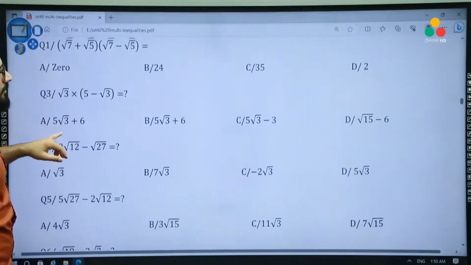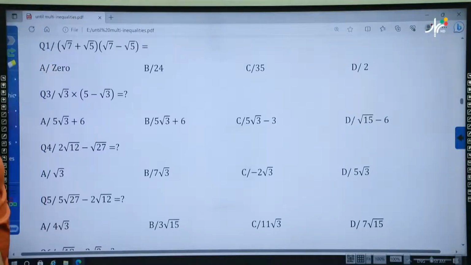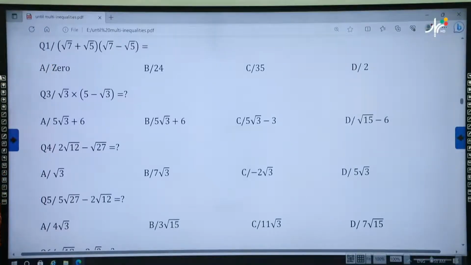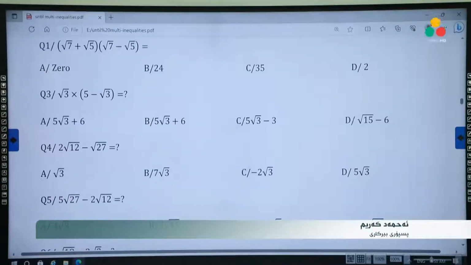Then we have some ijtimai questions. The first question is: square root of 7 plus square root of 5, times square root of 7 minus square root of 5.